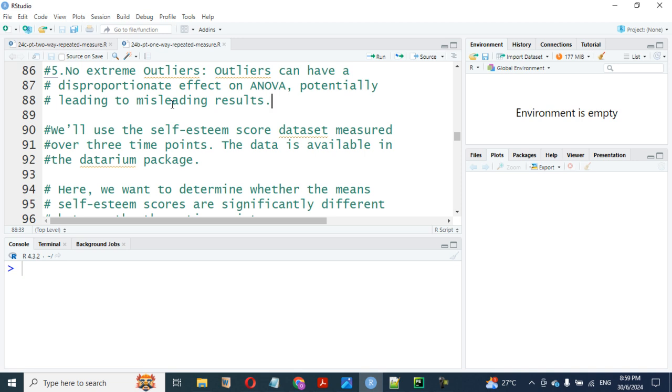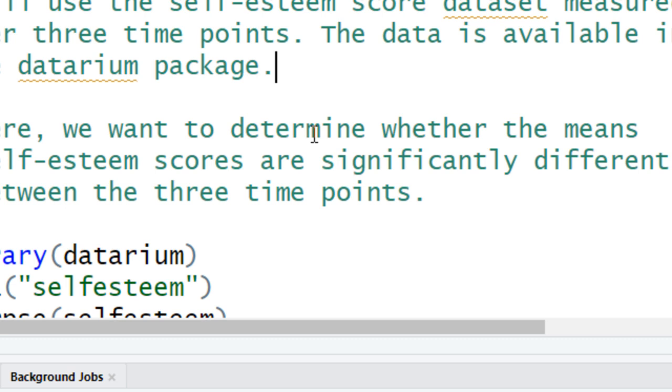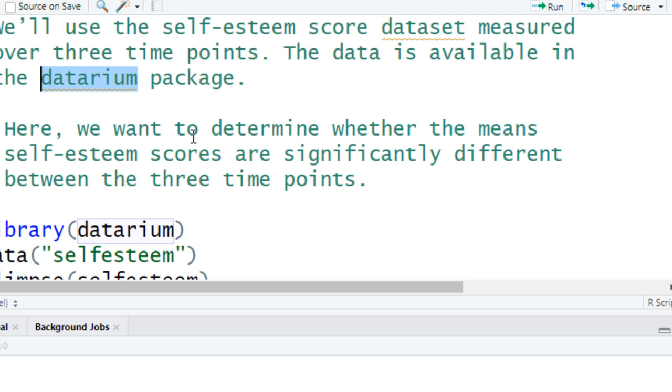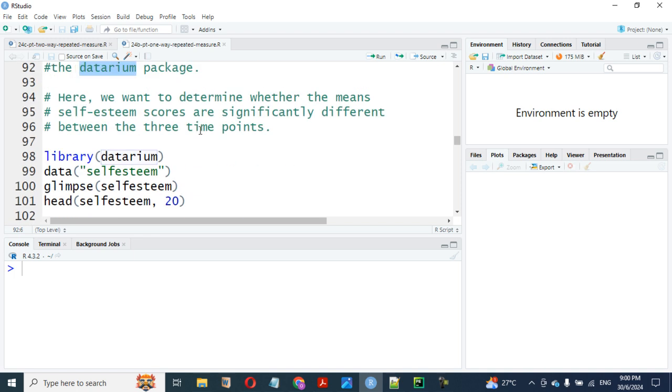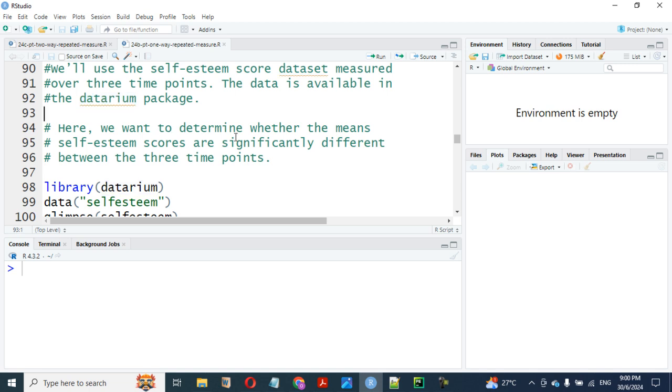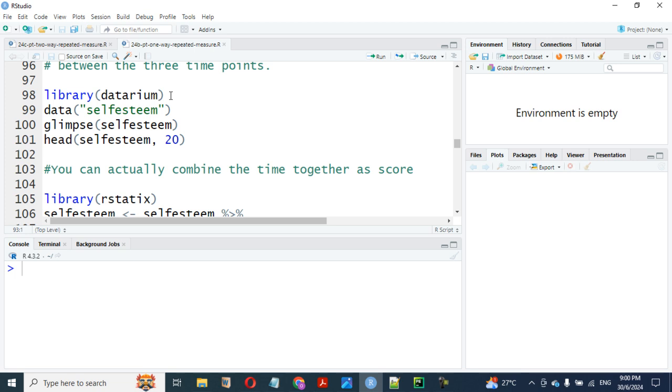Now let's look at an example here. We are going to use a self-esteem score data set measured over 3 time points. The data is available in the Datarium package we have used before. The Datarium package has many data sets. We have used selfesteem before, so you have to use selfesteem again, but this time around it's going to be a little bit different. Here we want to determine whether the mean self-esteem score differs between the 3 time points. So we are going to run this library again.